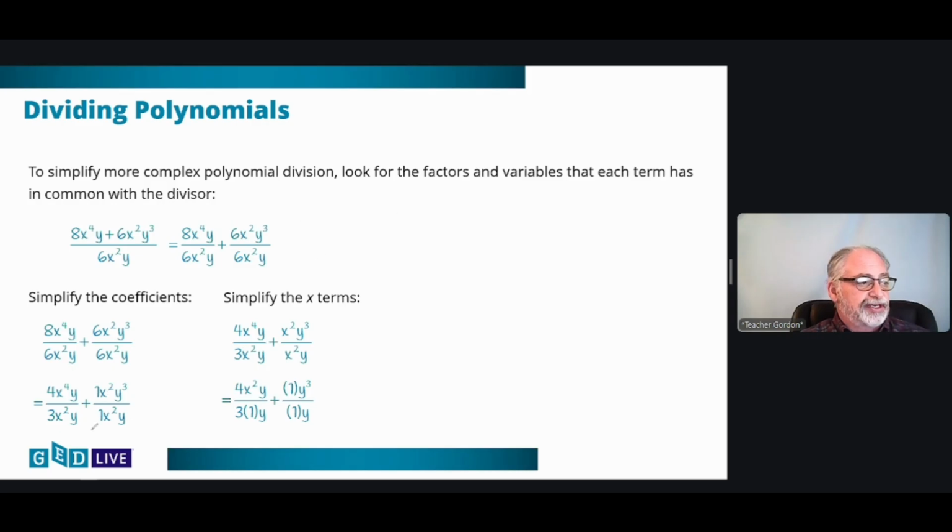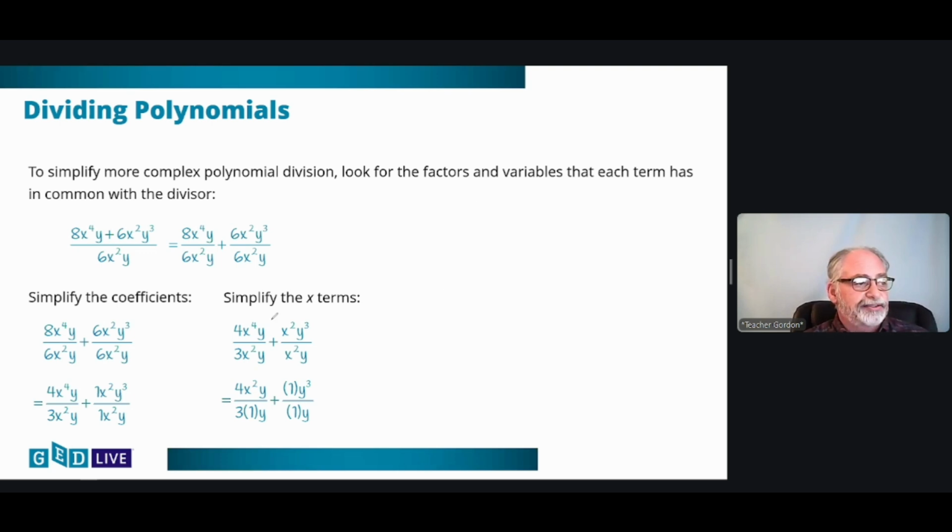And you can see here, because we have the same value top and bottom, x squared divided by x squared, they just cancel out. Dividing something by itself just means it's 1. And now we'll go on to the y's.